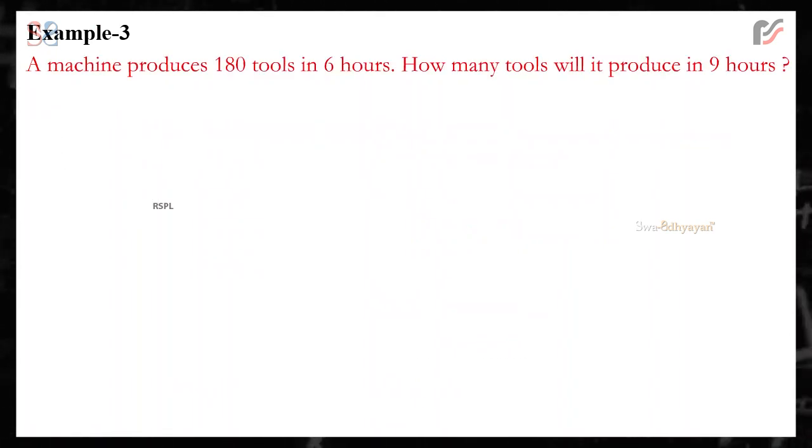Example 3. A machine produces 180 tools in 6 hours. How many tools will it produce in 9 hours?